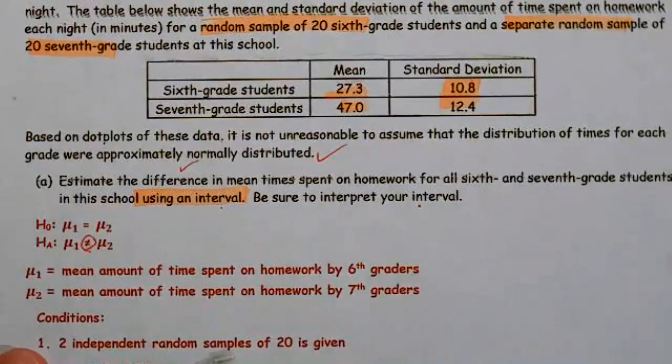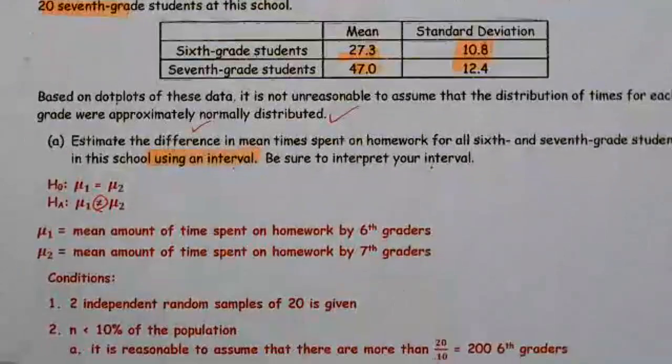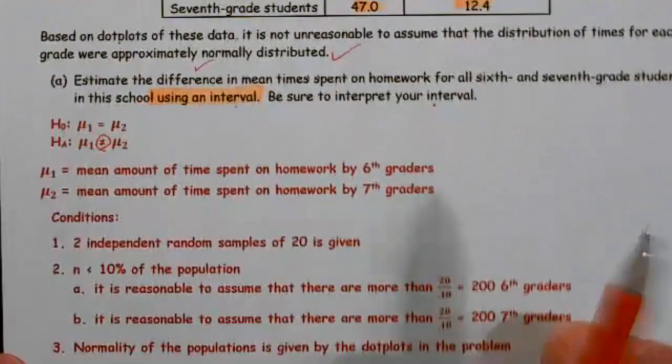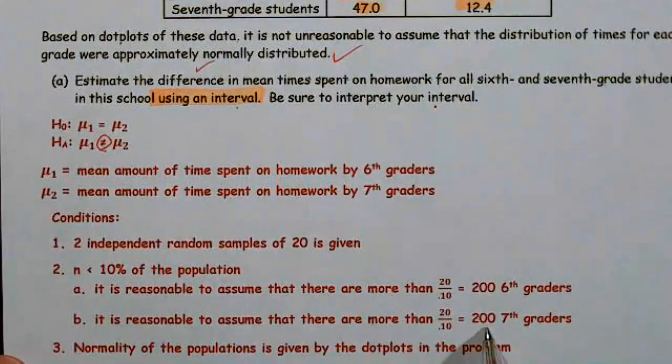Conditions: 2 random samples are given. Need to make sure that we're less than 10% of the population. Once again, they were not requiring this back in 2004. They are now requiring it. Make sure you do it. So 20 divided by 0.1, there's going to be at least 200 6th graders is what we're going to assume. And the same for 7th graders. There's going to be at least 200 7th graders. And we do that in order because we are sampling without replacement.